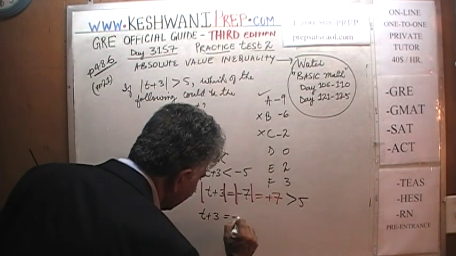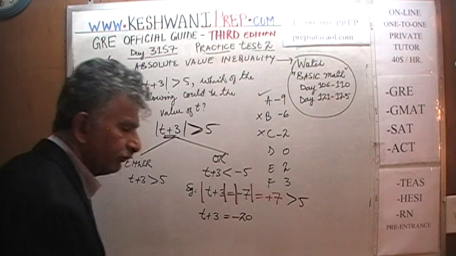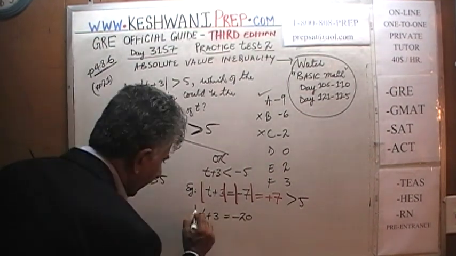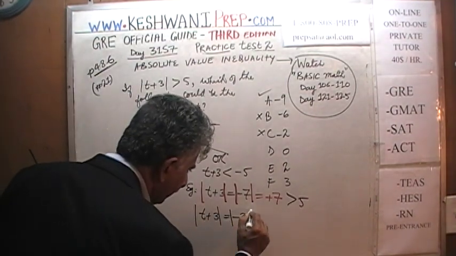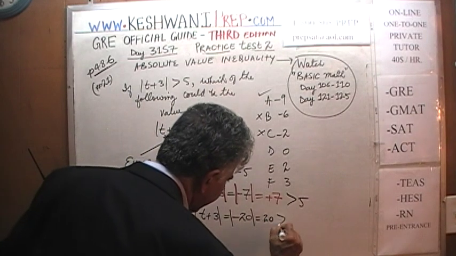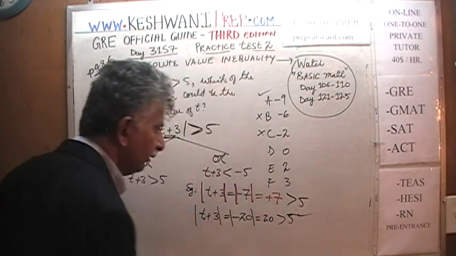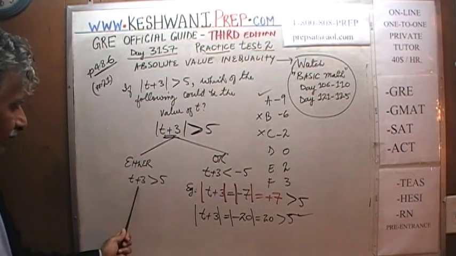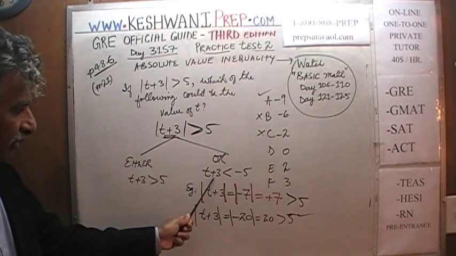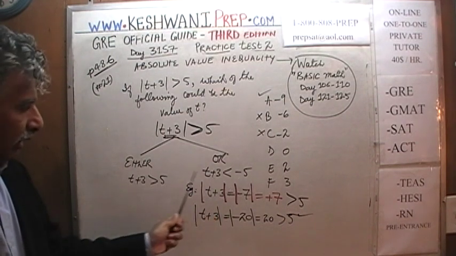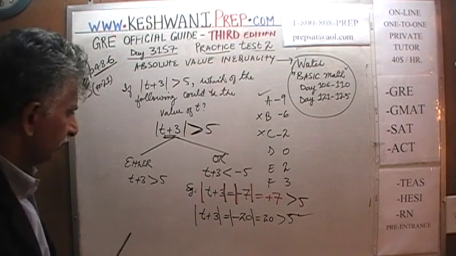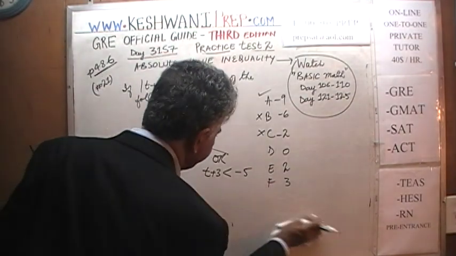Maybe t plus 3 is equal to negative 20. And the same thing, absolute value of t plus 3 would be absolute value of negative 20, which is 20, and that indeed is more than 5. As you can see, it works. So there are two possibilities. Either this quantity is more than 5, or this quantity is less than negative 5. And we have to work on both of them. We have to solve both of them. So let's do it, shall we?